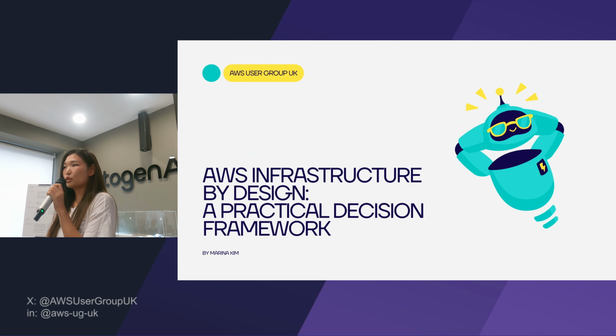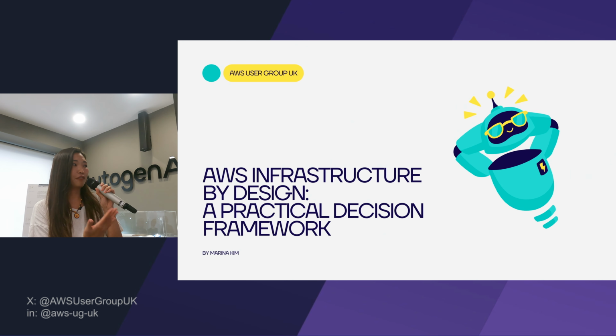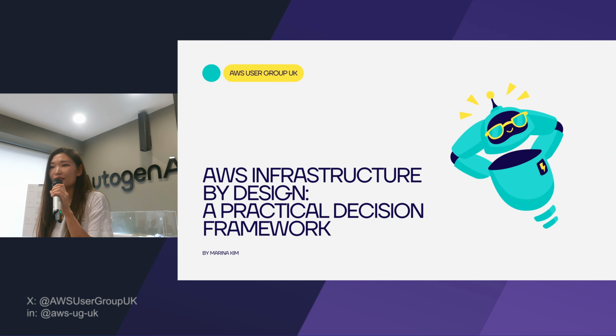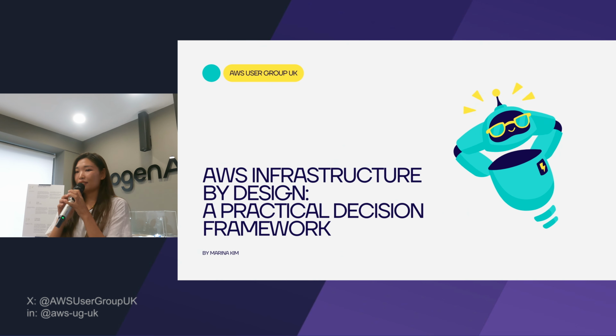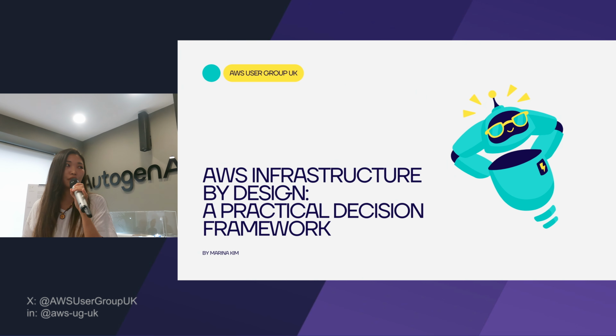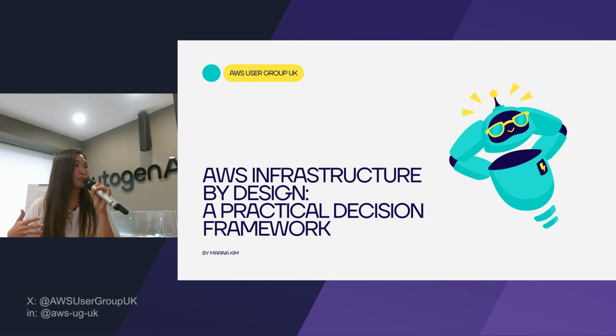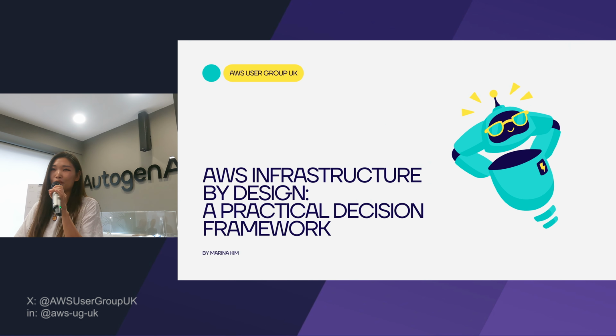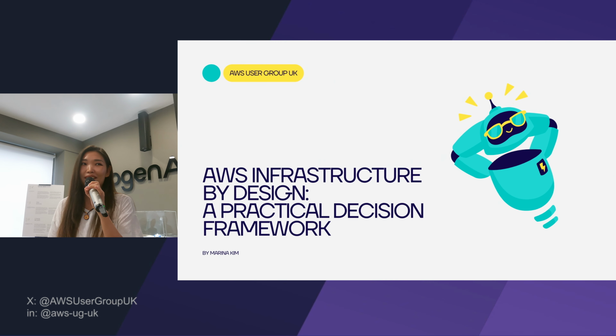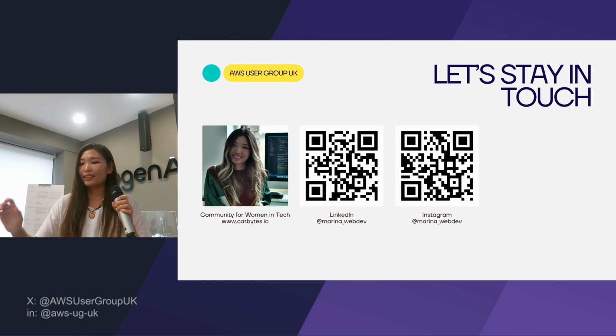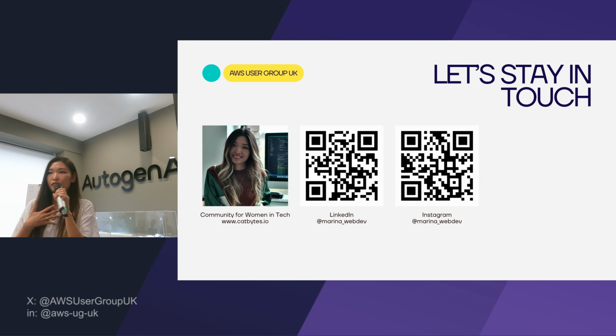So my topic today is called AWS Infrastructure by Design, a practical decision framework. And it has evolved from my initial suggestion, which was just with a focus on backend patterns. I thought, why not make it a more comprehensive decision framework that we all can use in the modern agile teams, right? Okay, so about myself, just a little bit.